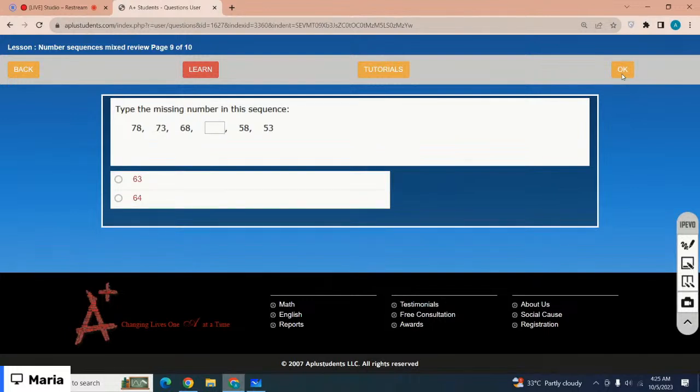Okay, type the missing number in the sequence. So which number is missing? The pattern is decreasing by 5. So the missing number is 63. Got it?